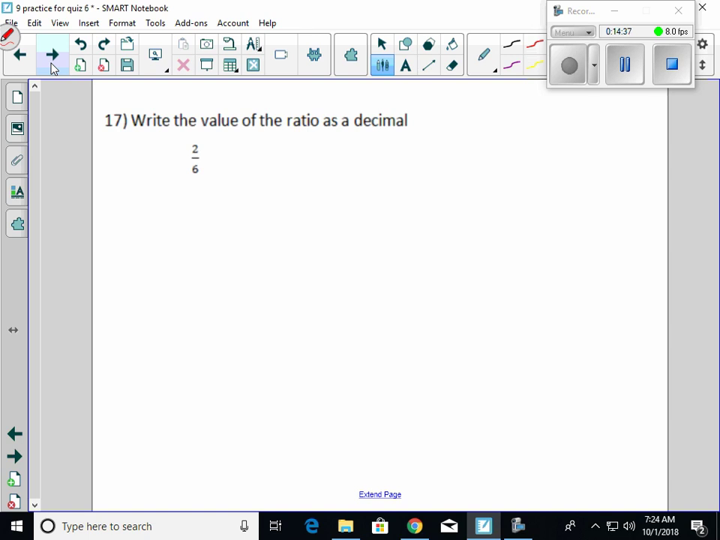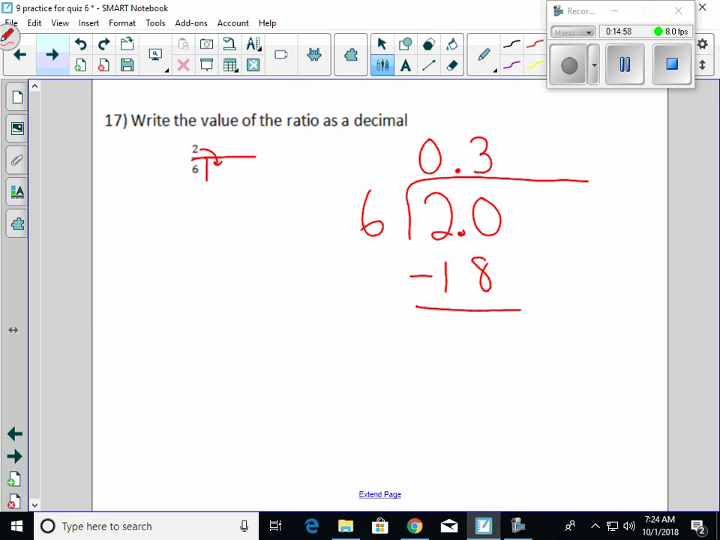Okay, and our last one, 2 divided by 6. So 2 is going inside this long division sign. Add a decimal and a 0, because 6 does not go into 2. 6 goes into 20 3 times, 3 times 6 is 18. 20 minus 18 is 2. I need another 0. 6 goes into 20 3 times. We already did 6 into 20. 3 times 6 is 18.